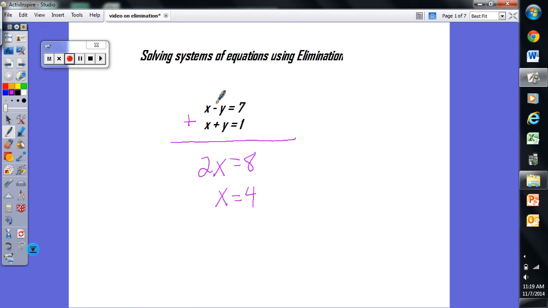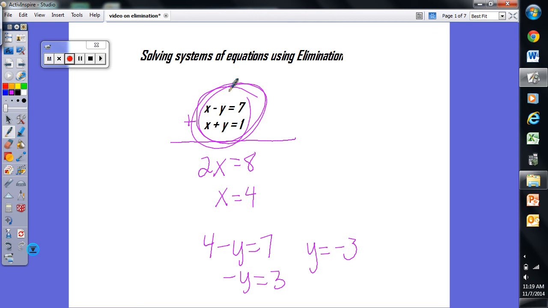And then I plug in. I'll go into the first equation, 4 minus y equals 7. Subtract 4 from both sides, so negative y equals 3, and y equals negative 3. It's still the same situation where you have to find the x and the y, because we're still talking about two lines on a graph, and where they cross. We're just solving it algebraically instead of graphing. Let's try another one.